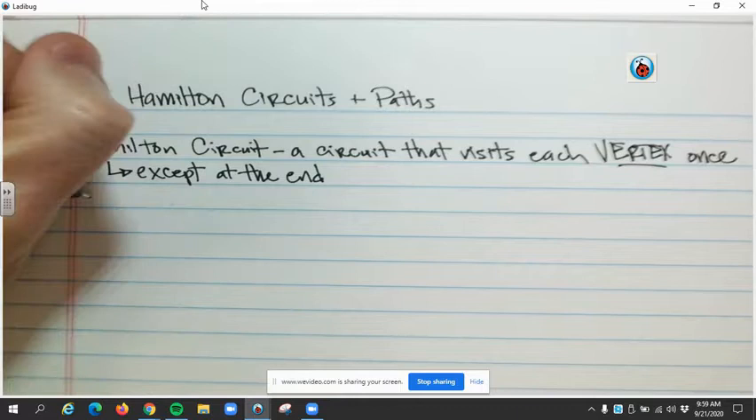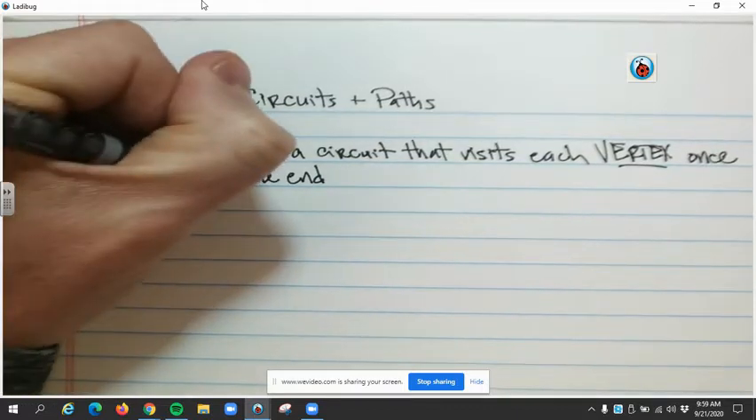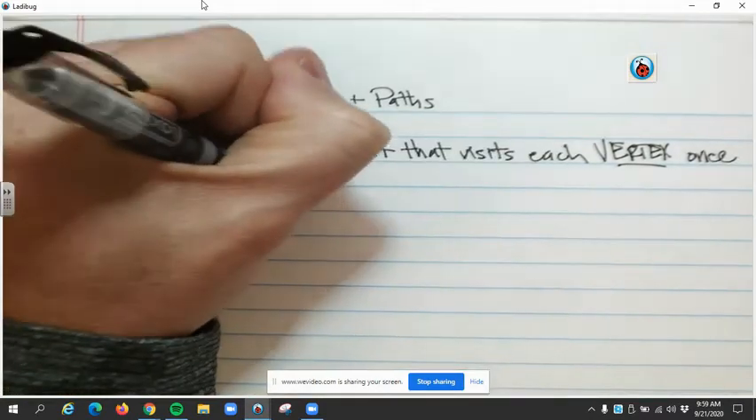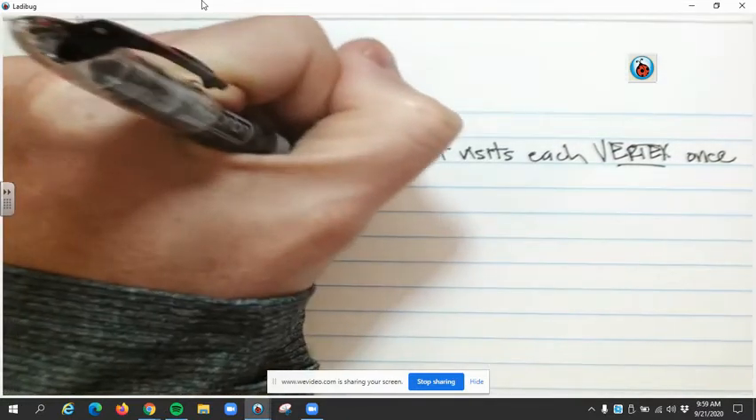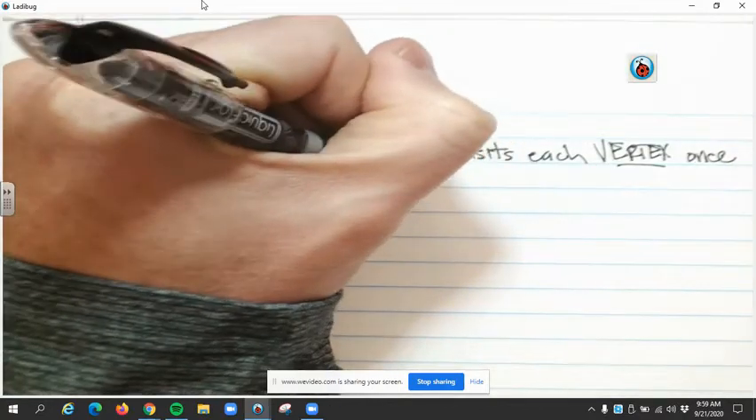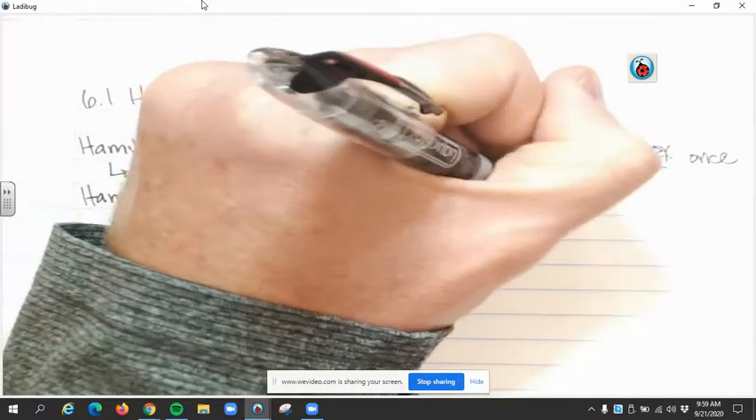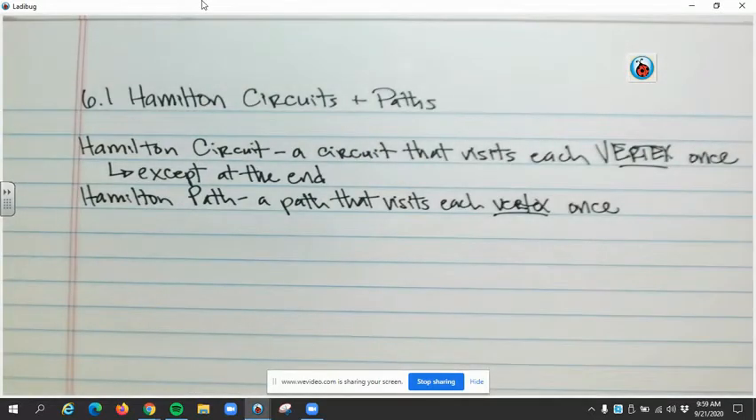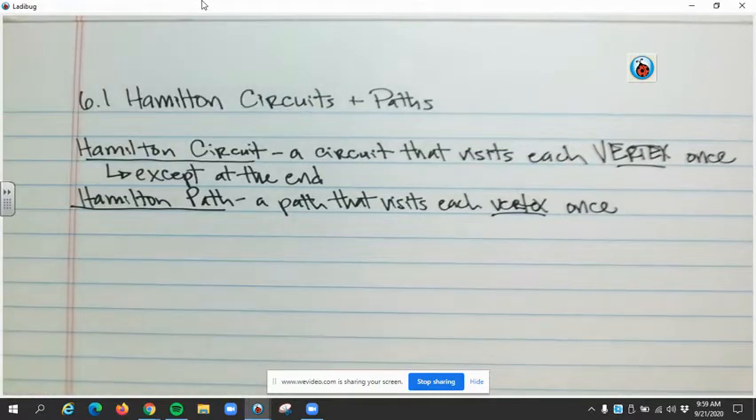A Hamilton path. Same thing. It's a path that visits each vertex once. Just like the last one, except it's a path instead of a circuit. So let's go over what those are going to look like and how those are solved. But before we do that, let's compare to see how that is different from an Euler circuit and path.